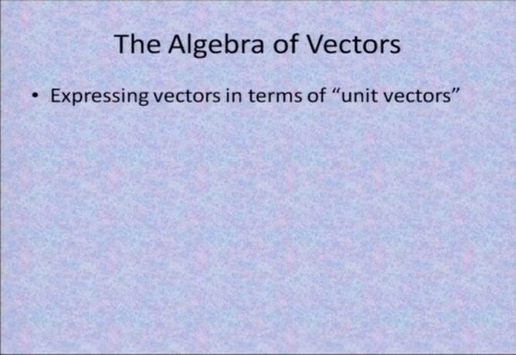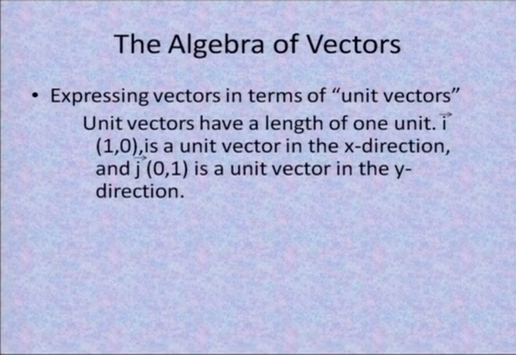Another way that you can indicate a vector is in terms of unit vectors. Units are ones, so unit vectors would be one unit line. Unit vectors have a length of 1, and little i with an arrow over the top of it, which would be 1, 0, is a unit vector going to the right. If you look at that, you can see it has an x component of 1 and a y component of 0, so it's going straight to the right, and it has a length of 1, and so it is a unit vector in that direction.